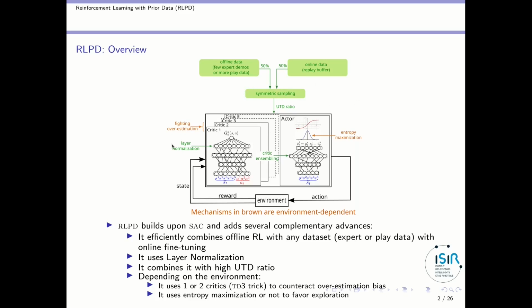Second, it uses layer normalization, which is something now standard in advanced reinforcement learning. It combines it with using a high update-to-data ratio, or UTD ratio. And depending on the environment, so the things in brown, it uses one or two critics to counteract or not overestimation bias, and it uses entropy maximization or not to favor exploration. So now let's have a look at those mechanisms in more detail.